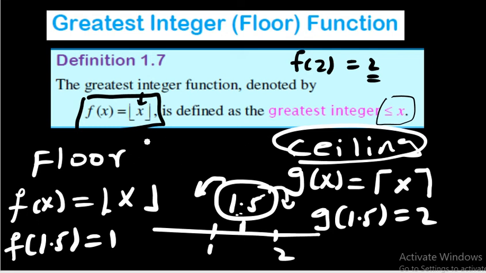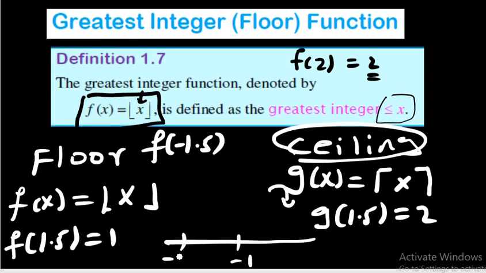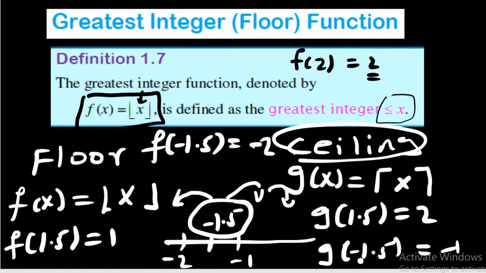If the number is negative, for example, instead of 1.5, what if it is f of negative 1.5? First, let's think of where negative 1.5 is found. If negative 1 is here, negative 2 will be here. So negative 1.5 is found at the middle of negative 2 and negative 1. For the floor of negative 1.5, we think of an integer to the left-hand side of negative 1.5, which will be negative 2. But if it is g of negative 1.5, we need an integer to the right side of negative 1.5. That number has to be negative 1.